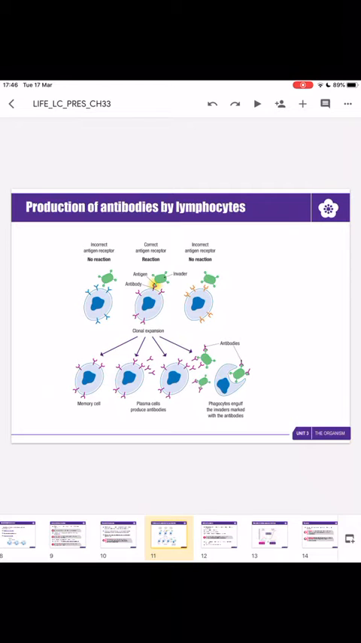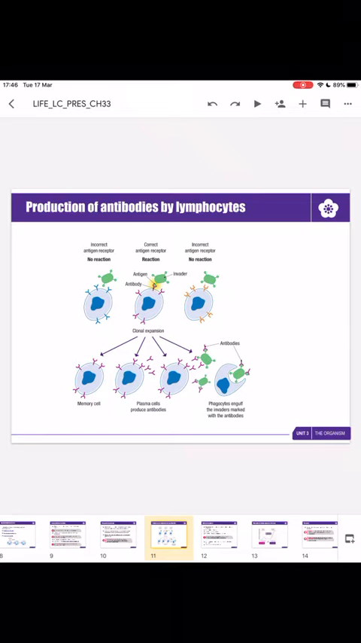Similarly, if there is an incorrect antigen receptor, there will be no reaction. So it is very, very similar to this whole enzyme substrate complex. When they bind together, it's like a lock and key mechanism. It will work. But if the incorrect antigen or the incorrect antibody is there, then they will not be produced.